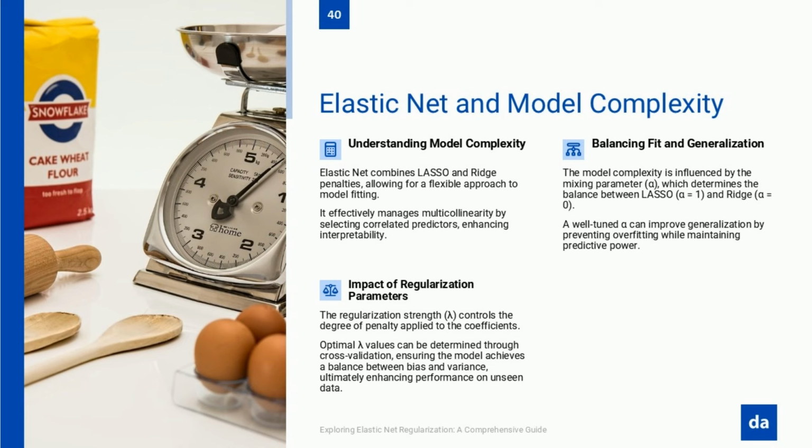Another important factor in model complexity is alpha, which determines the mix between Lasso and Ridge. If alpha is closer to 1, the model is more aggressive in reducing complexity, selecting only the most important features. If alpha is closer to 0, the model keeps more features but ensures they don't dominate the prediction. Adjusting alpha allows us to fine-tune how much complexity we want to allow in the model.